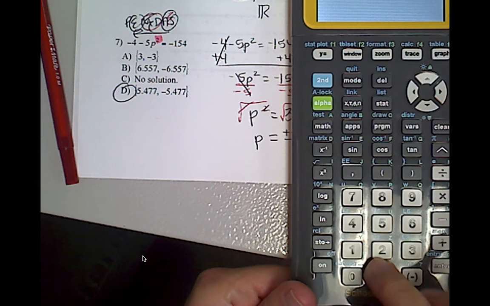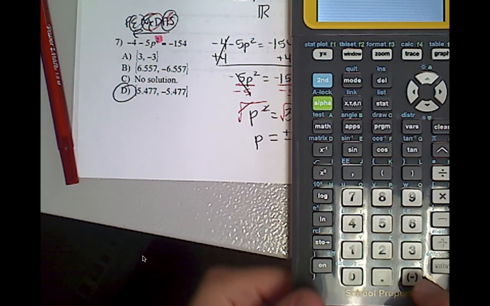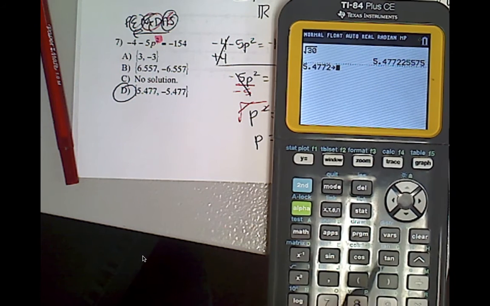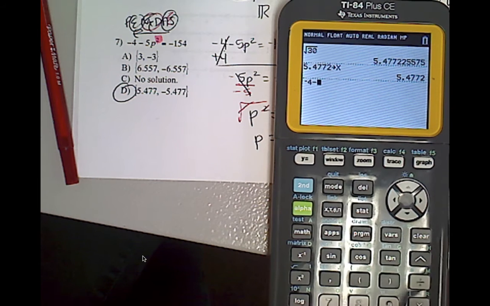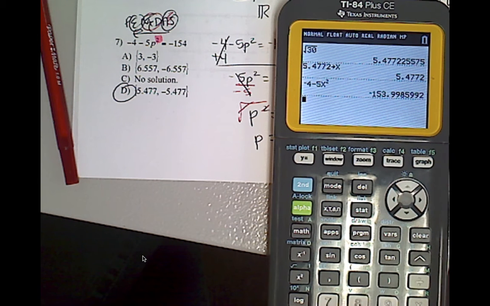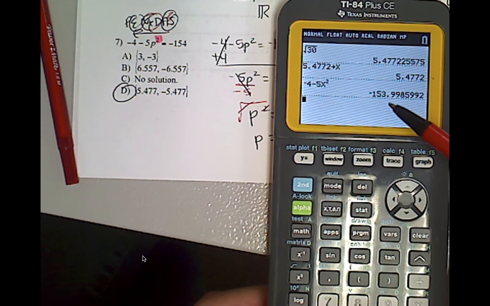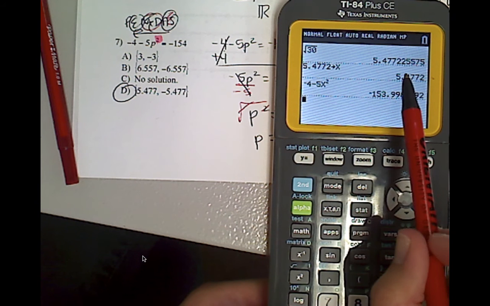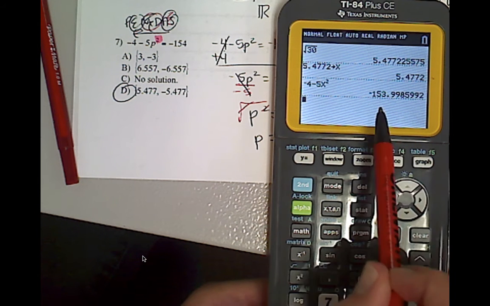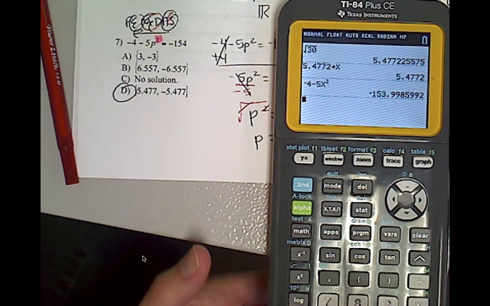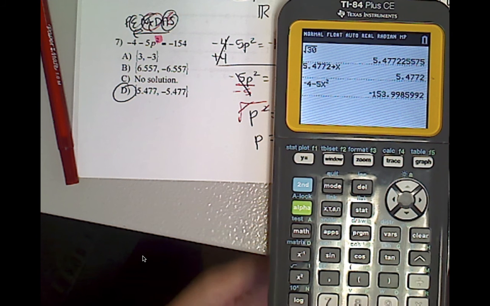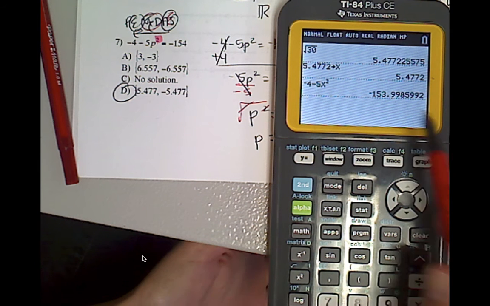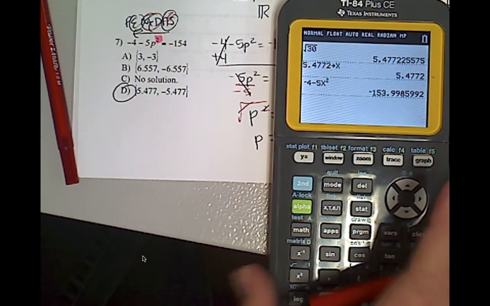If you do 5.4772, you store it as x. You type in that left side, which is negative 4 minus 5x squared. You get something close to negative 154, but not exact. But remember, the second you round this answer, your answer is not going to be exact when you plug it back in or substitute it back in. So really, when you get something really close to negative 154, don't lack your confidence. Be confident. You're still right because it's really close to negative 154.